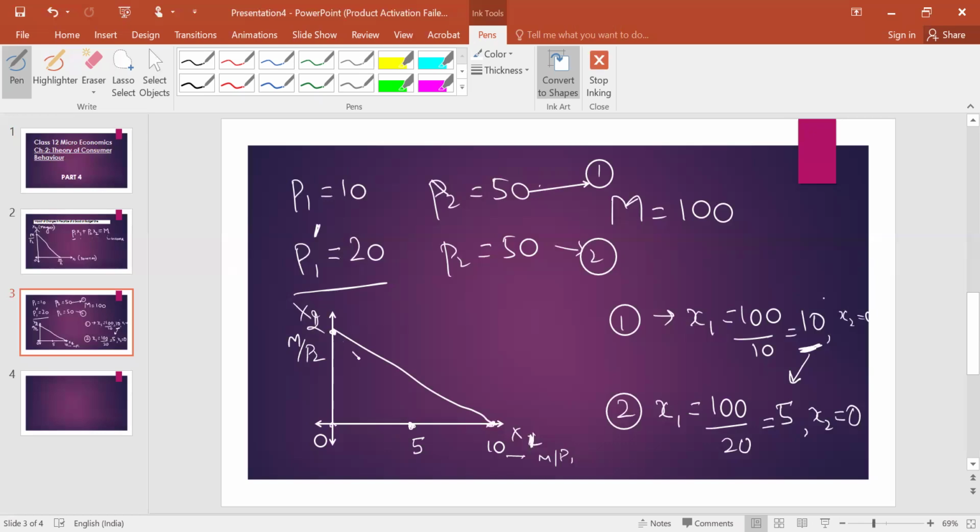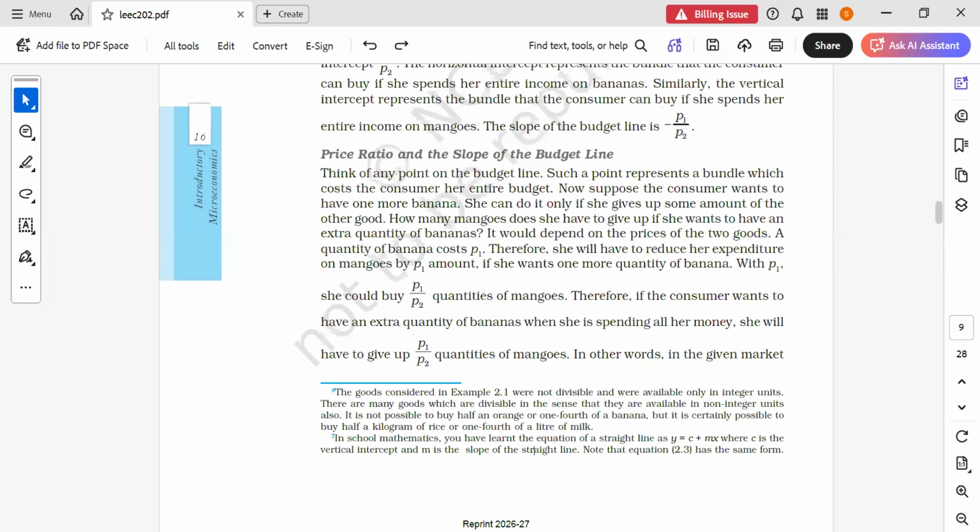Now my income, I'll just make it with the, right.